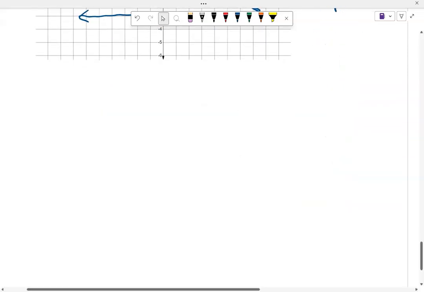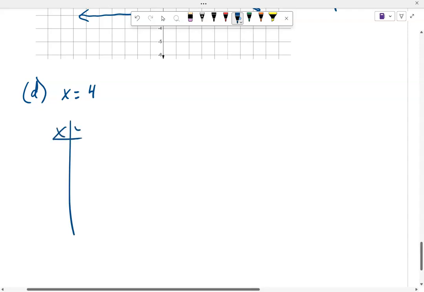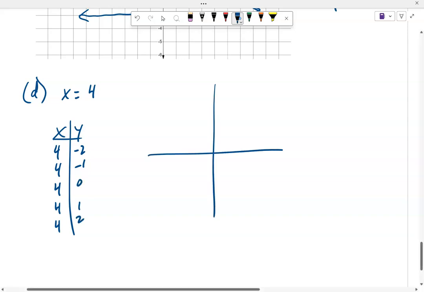Let's do one more. We got time. How about if x equals 4? X equaling a constant. Again, there's no x and y. X is always 4. Doesn't matter what your y is. You can let your y be anything you want. And you should see (4, -2), (4, -1), (4, 0), (4, 1), and (4, 2). If x equals a constant, you always get a vertical line. And a vertical line has a slope that is undefined.